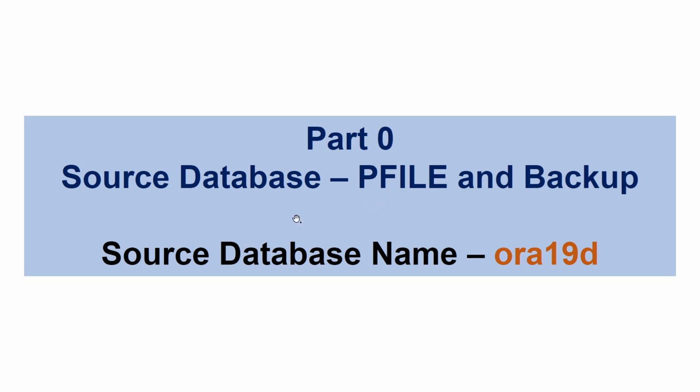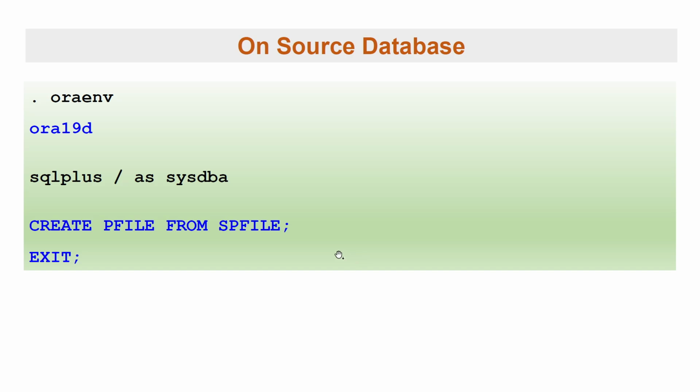So what is part 0? Part 0 is the activities that we need to do on our source database. So what are the activities? We need to take the backup, and we need to create the PFILE. These activities we will be doing on our source database, which is ORA19D. On the source database, you need to create the PFILE. If you don't have the PFILE, create it. If you already have the PFILE, you can skip this particular step. So we'll be creating the PFILE from the SPFILE using this particular command.